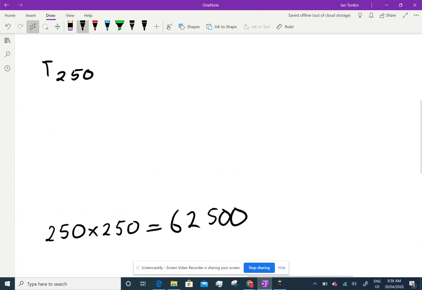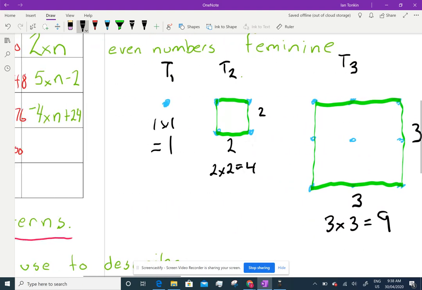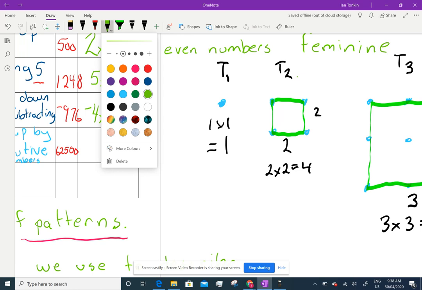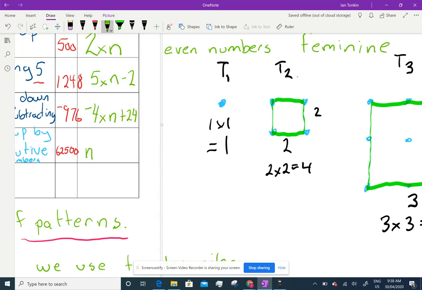So let's take this a little bit further. If I have the nth number in the pattern, well, it's just n times n, which, if you remember from your indices, is n squared. So to go here, what do we want? N times n, which equals n squared.